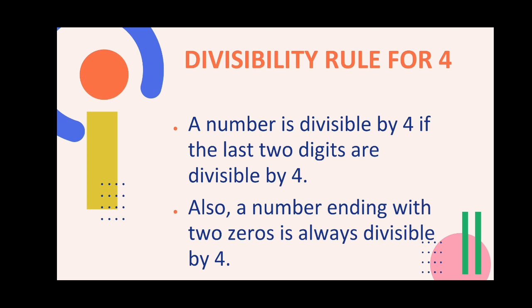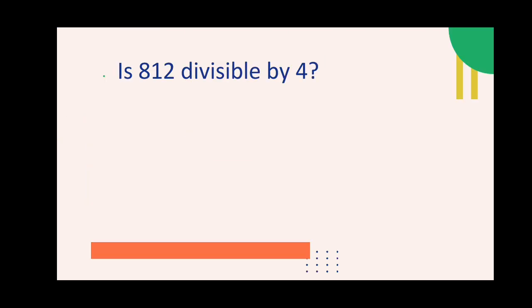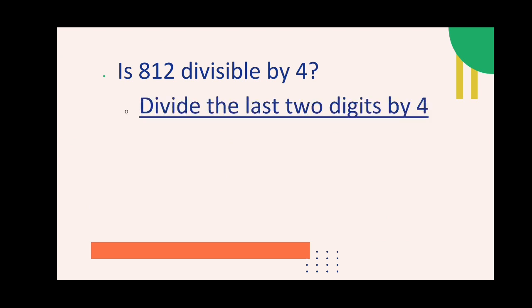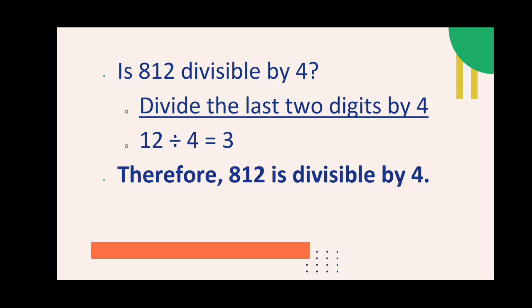For example, is 812 divisible by 4? Check natin ano ba yung last two digits. Ang last two digits ay 12. So let's divide the last two digits by 4. 12 divided by 4 equals 3. Since walang remainder, ibig sabihin 12 is divisible by 4. Therefore, 812 is divisible by 4.